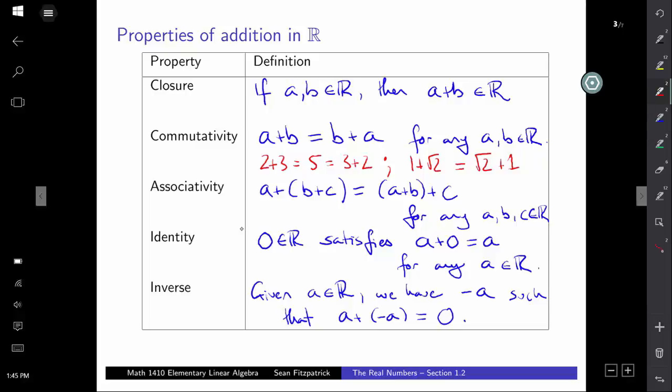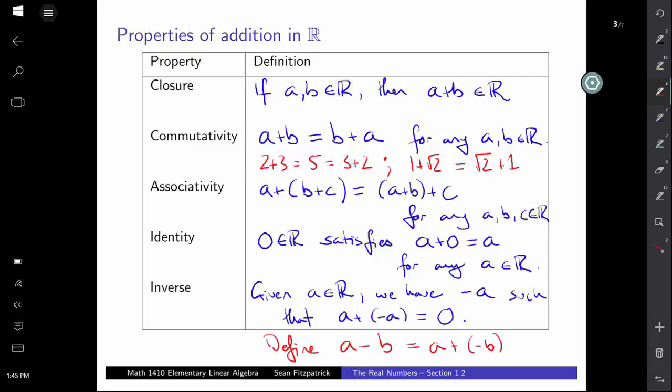Note that we define a minus b by, well, adding the negative of b to a. So subtraction really is defined in terms of addition in this way. And the fact that inverses exist, this is what drives a lot of basic equation solving, right?